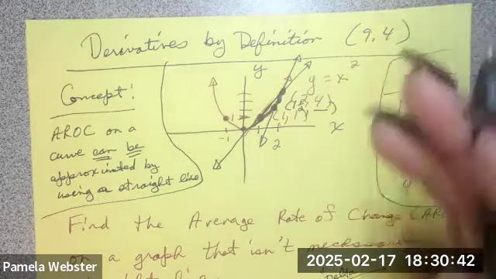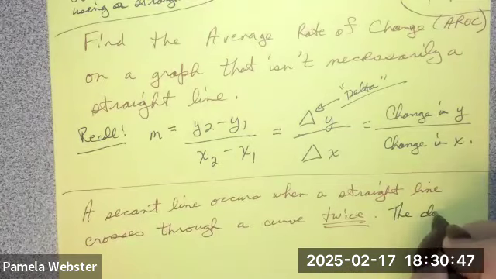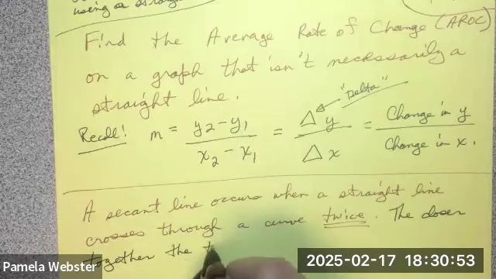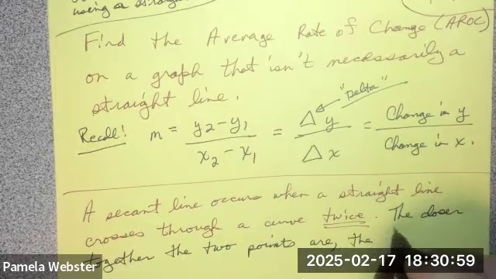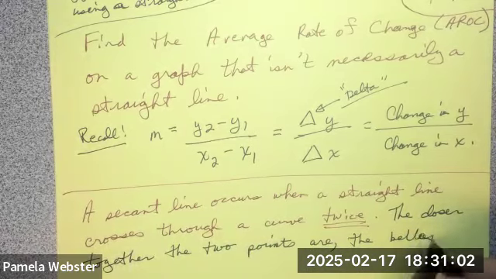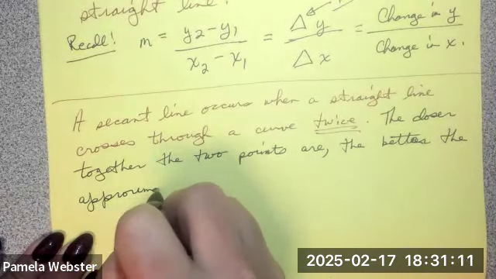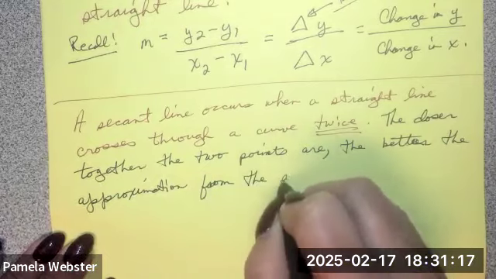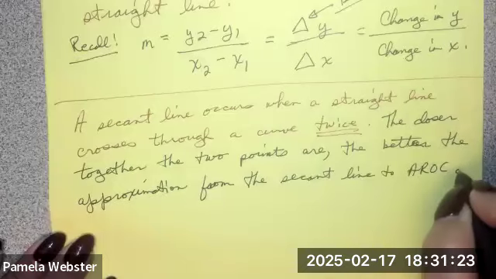Okay? So the closer together the two points are, the better the approximation from the secant line to the average rate of change on the curve.